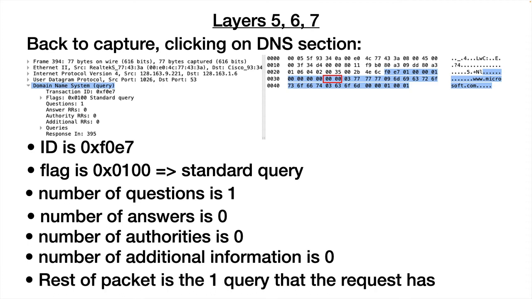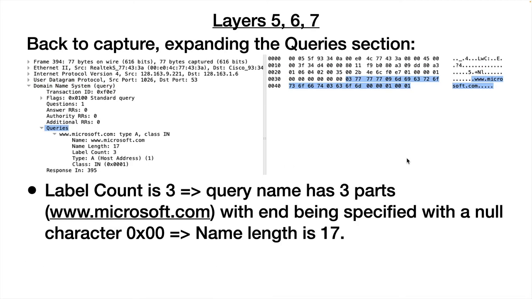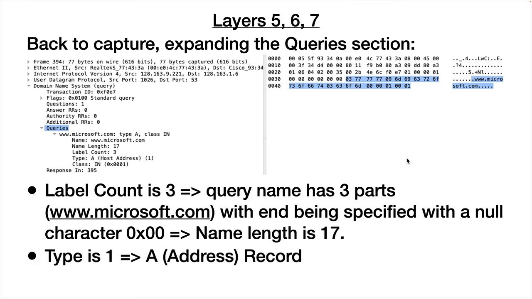The next field we have is the actual query, and the first thing we have is label count, which is 3, which means there's 3 parts to queries. Another way to say that is there are 3 parts of a name separated by 2 periods. So www is 1 part, Microsoft is 1 part, and com is 1 part. Then the name length is 17.